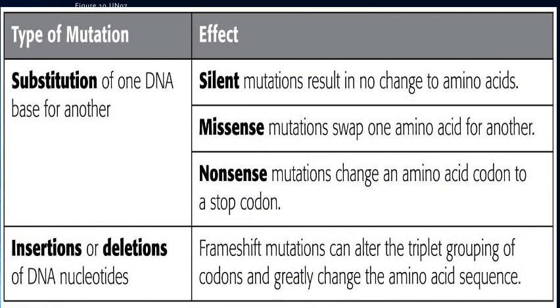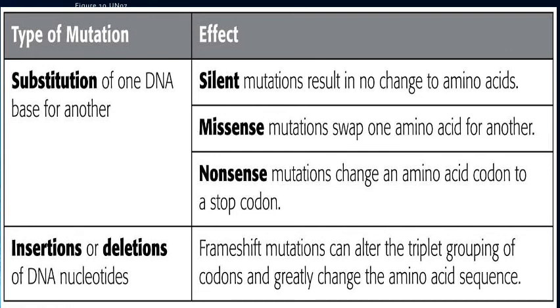So here is a nice chart for you to look at. And this talks about the different types of mutations and what can happen as a result of those mutations. And actually, when you take Bio 2, you'll talk a little bit more about this. So, a substitution, you can have one DNA base being substituted for another in the DNA, or we talked about an insertion or deletion.